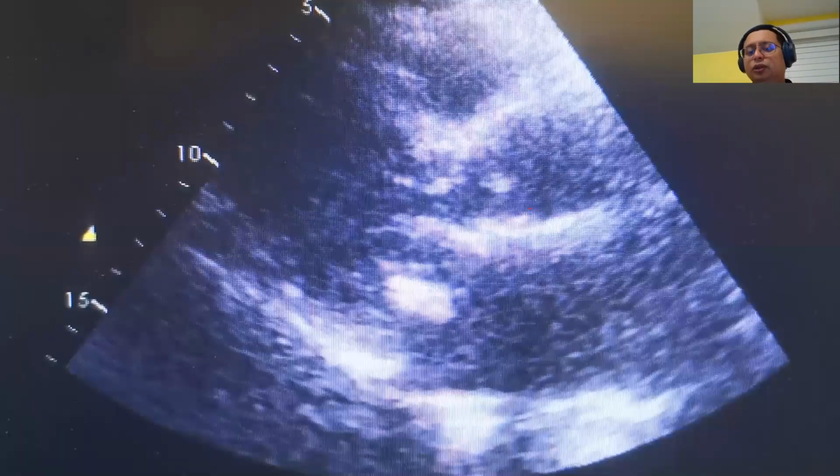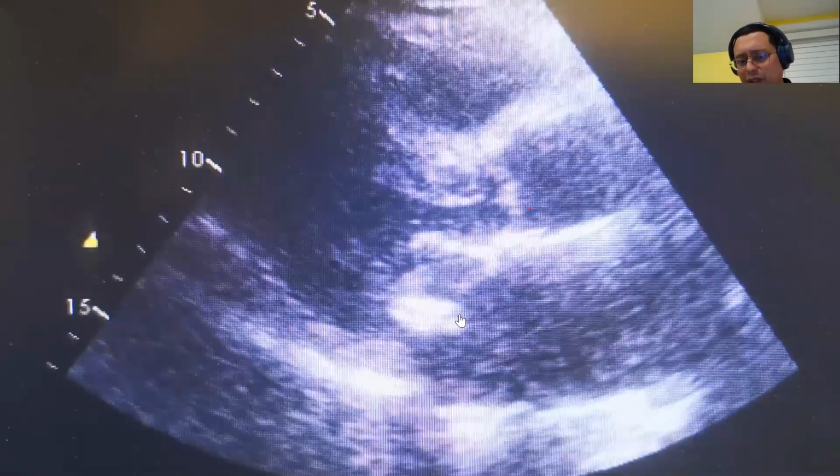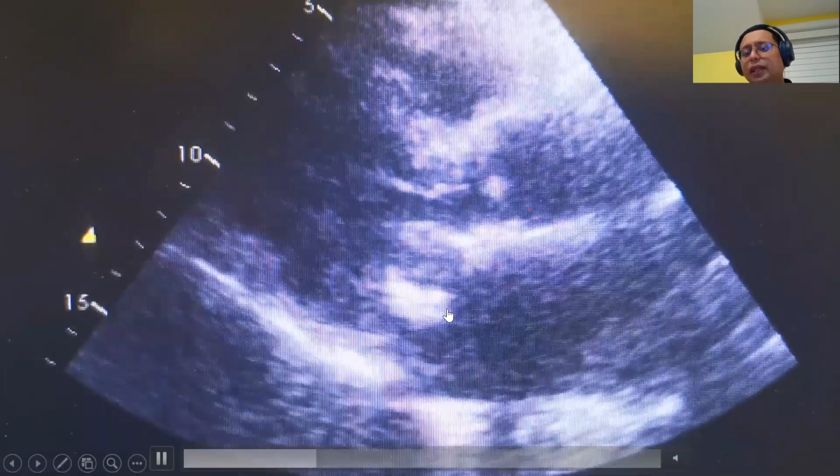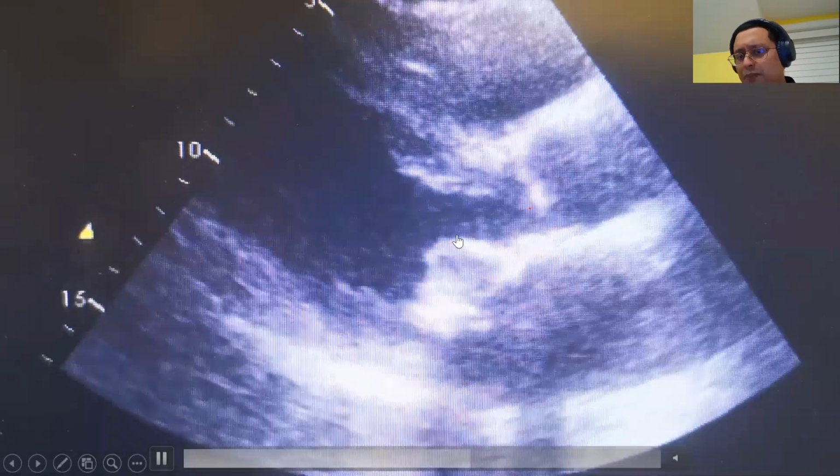So look at this patient. This patient has a bioprosthetic mitral valve. It looks a little bit calcified, isn't it? And also thickened. So if there is a problem, this is most likely to be structural valve degeneration.